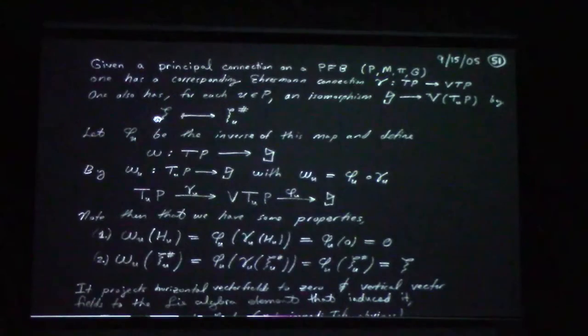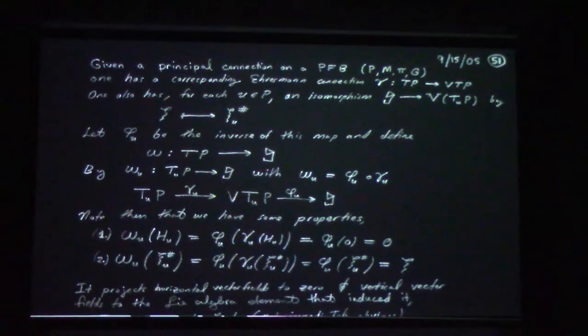All right, so starting again, new day. New day has dawned. So given a principal connection on a principal fiber bundle, one has a corresponding Ehresmann connection, gamma from TP to VTP. And one also has, for each u, an isomorphism from the Lie algebra to the vertical tangent vectors over a point, given by this map. And we can let sigma u be the inverse of this map, and that will give us a mapping from the tangent space of P to the Lie algebra.